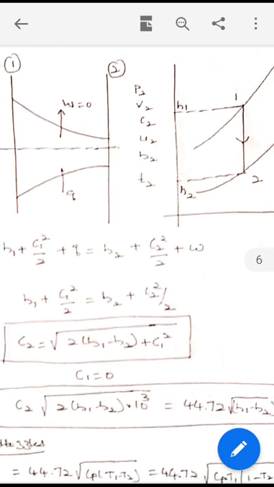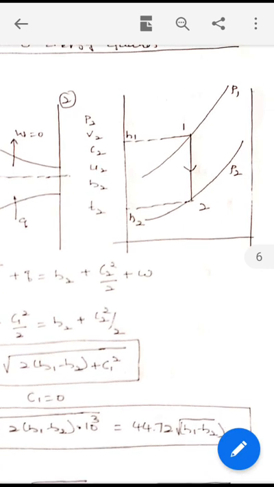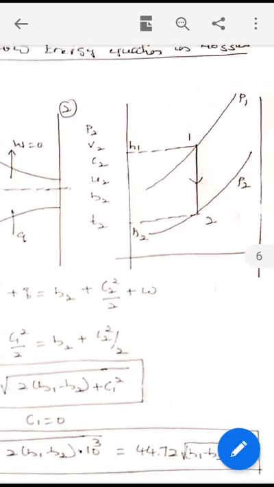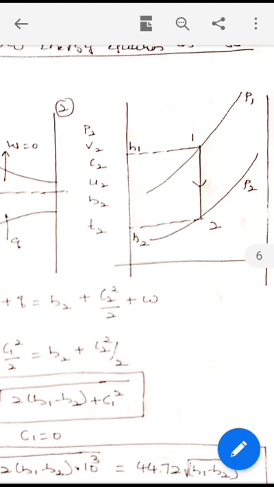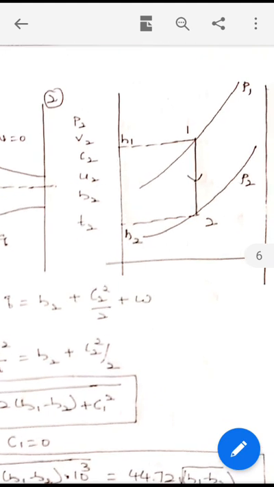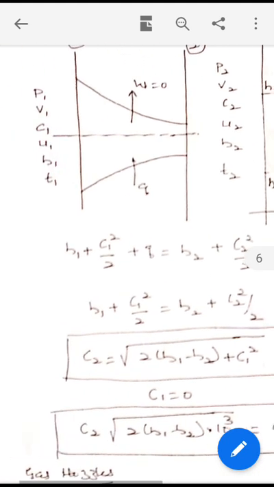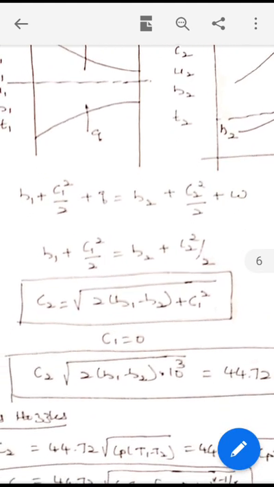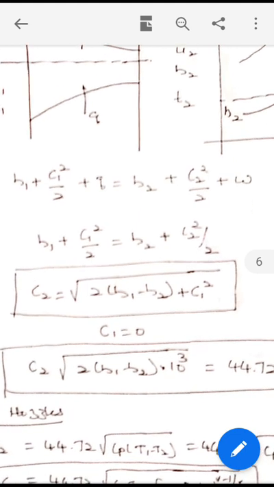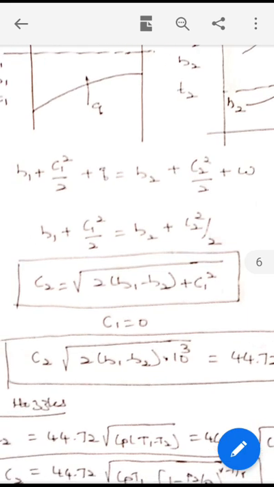and temperature T2. As the fluid flows through the nozzle, there is a drop in pressure or enthalpy. As you can see, we are considering an isentropic enthalpy drop 1-2. Now applying the steady flow energy equation, what is the steady flow energy equation? h1 plus C1 square by 2 plus Q equal to h2 plus C2 square by 2 plus W.